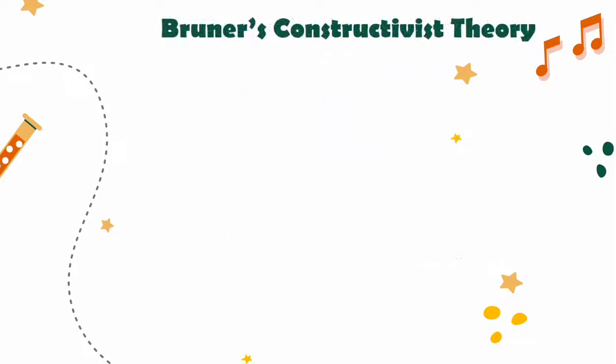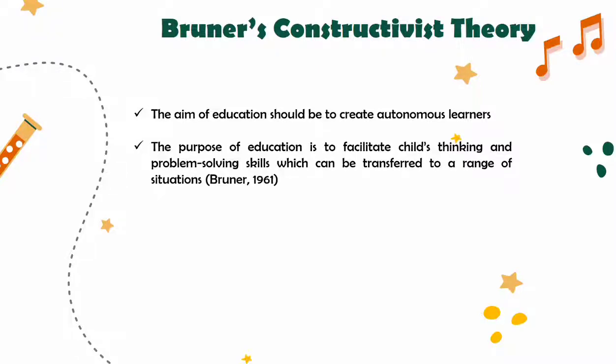Okay, on the educational implications of Bruner's theory, the aim of education should be to create autonomous learners, and that is learning to learn. So for Bruner, the purpose of education is not to impart knowledge, but instead to facilitate a child's thinking and problem-solving skills, which can then be transferred to a range of situations. Specifically, education should also develop symbolic thinking in children.